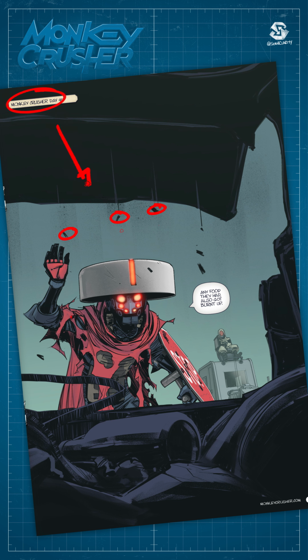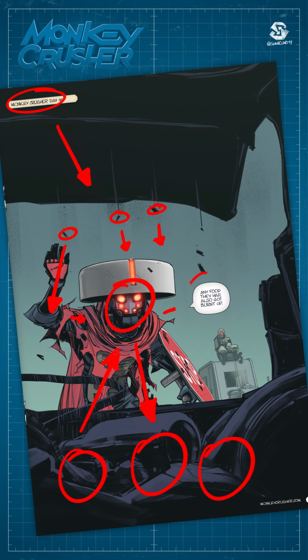Caption, debris, character, what the character is looking at, back through the character to the word balloon, and then to the second character in the background that is framed perfectly. The direction that this character is facing, along with the perspective lines on the camper, lead the reader to the next page.